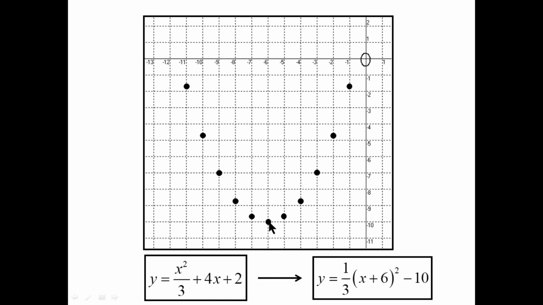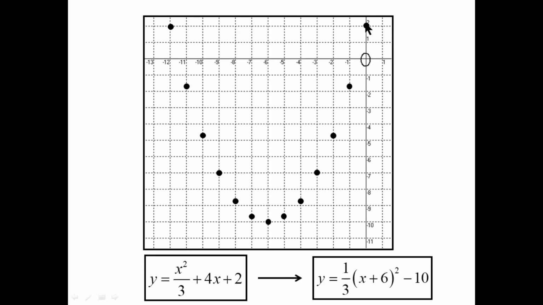Back to the vertex, over 6. 1, 2, 3, 4, 5, 6. And now up 6 squared, which is 36/3. 36 over 3 is 12, so we'll count up 12. Well, there's 10, 11, 12, and a point goes there. And by symmetry, a point must go there.